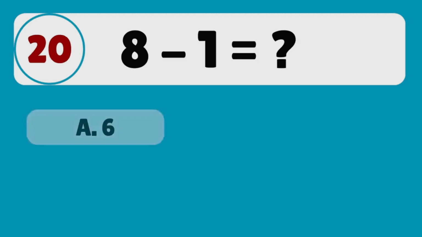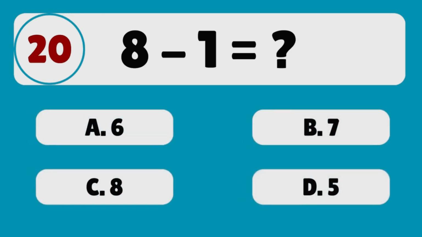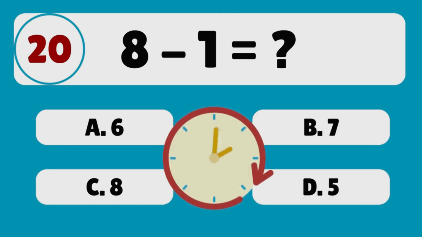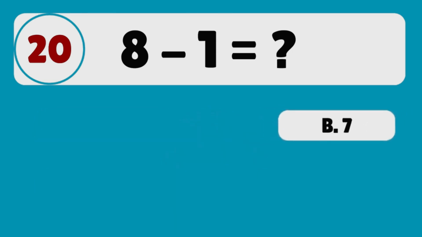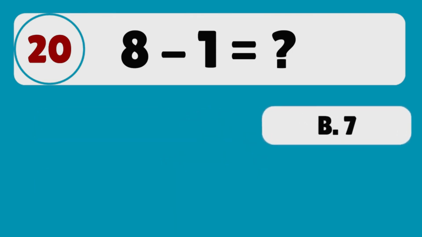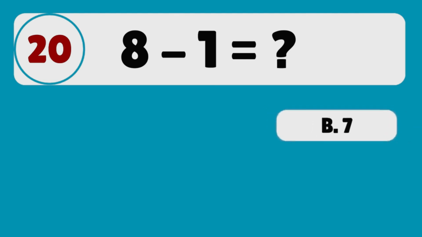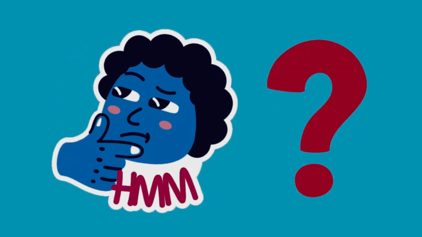Question 20. What is 8 minus 1? The answer is B. 8 minus 1 is equal to 7. How many did you get right?